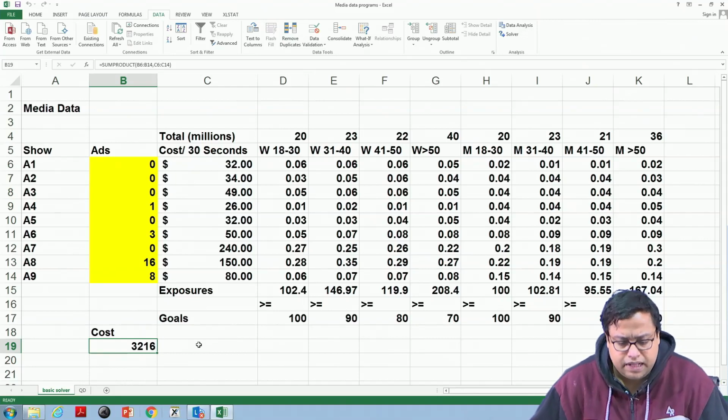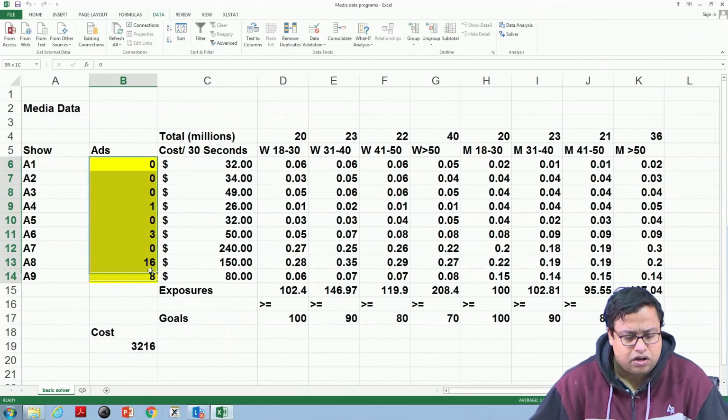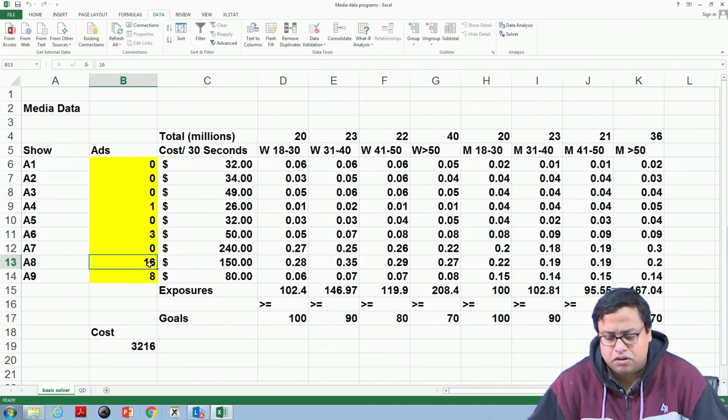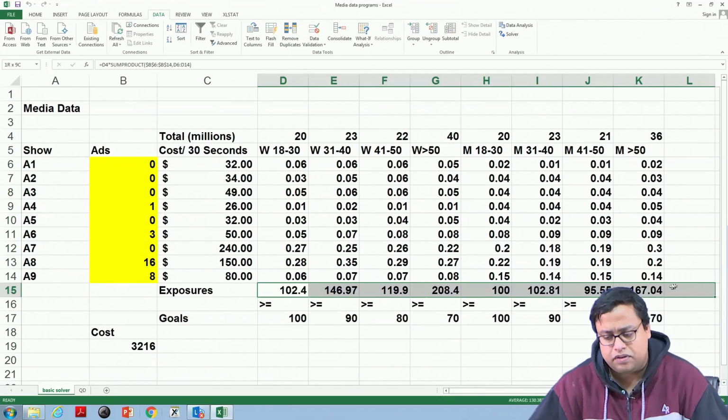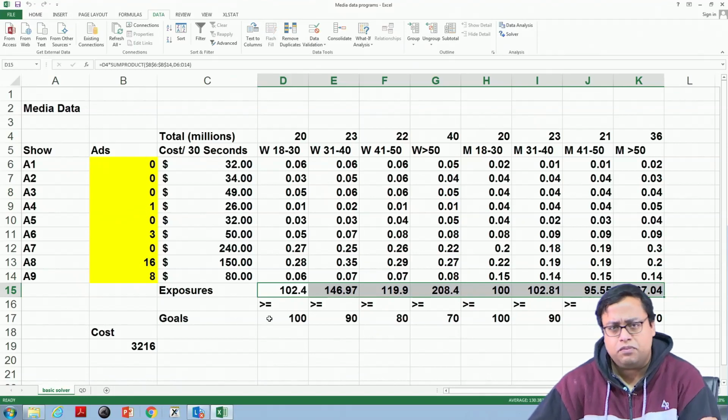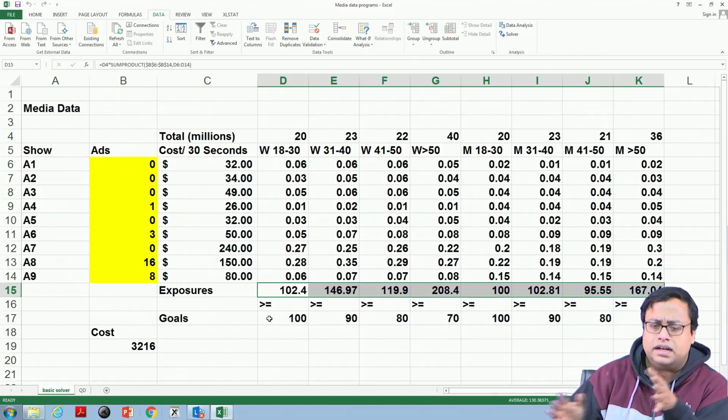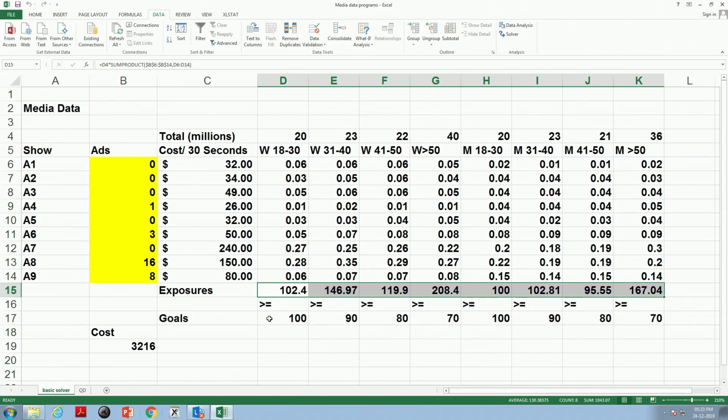Okay, so that gave me the ads. So, this is the ads that I got. So, give lots of ads here and do not give ads in other places, and you are getting some amount of exposures. And if you run one more time, it might give you some other result, but more or less your cost will be similar.